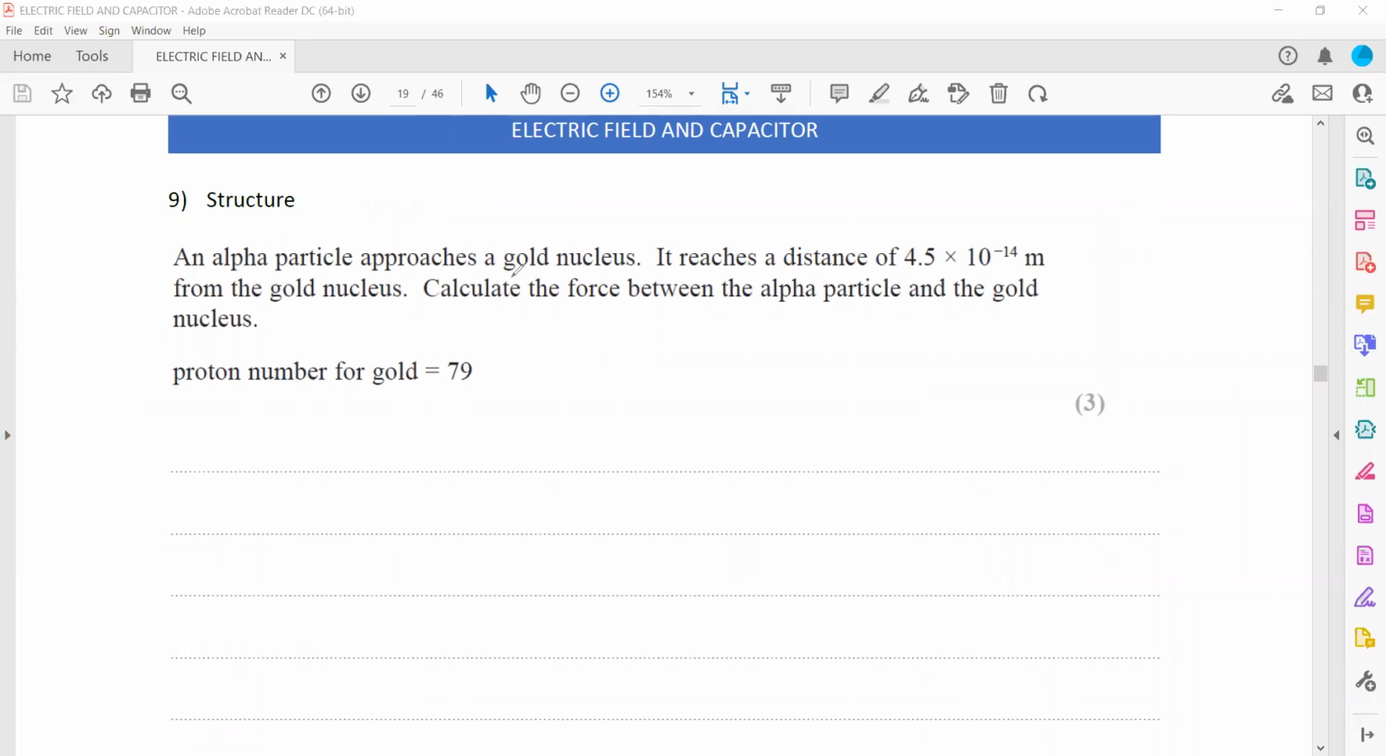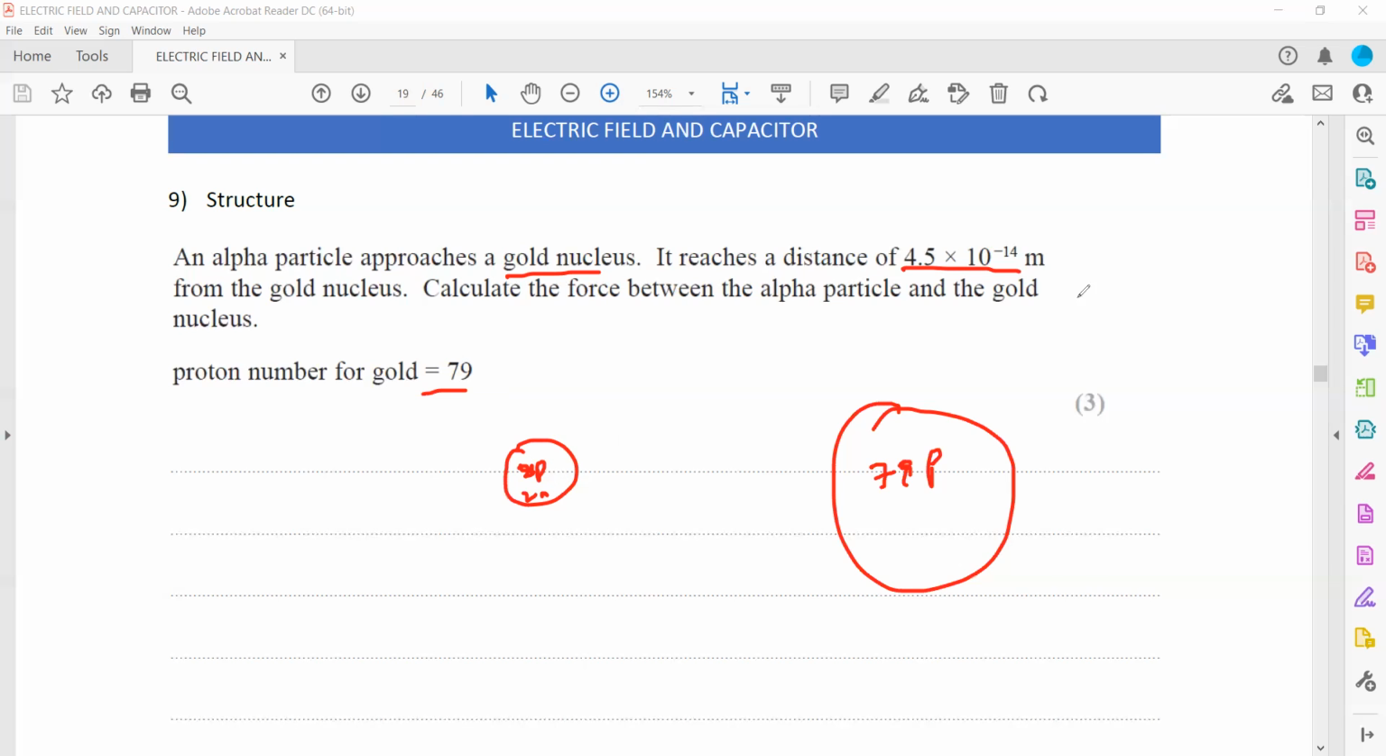An alpha particle approaches a gold nucleus. It reaches a distance of 4.5 into 10 power minus 14 meter from the gold nucleus. So we have to calculate the force. There's a gold nucleus which contains 79 protons. Neutrons do not contribute here to electrostatic repulsion or attraction, as a neutron is a neutral particle. And there's an alpha particle which has 2 protons and 2 neutrons. So what is the total charge?